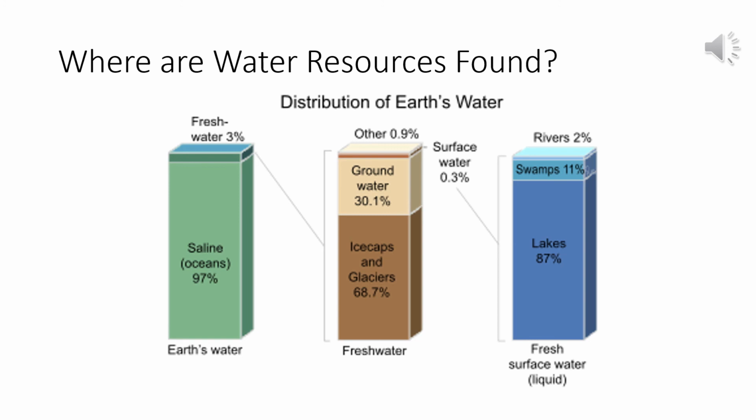Surface water is largely made up of lakes. However, it's also made up of swamps and rivers.